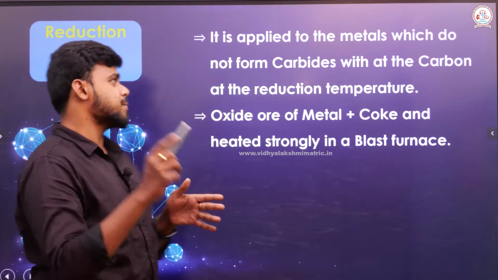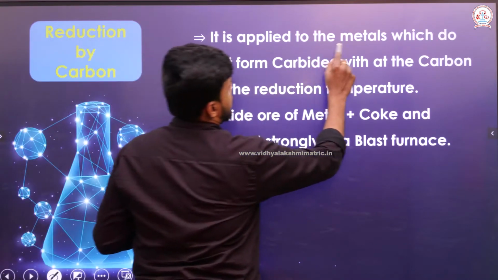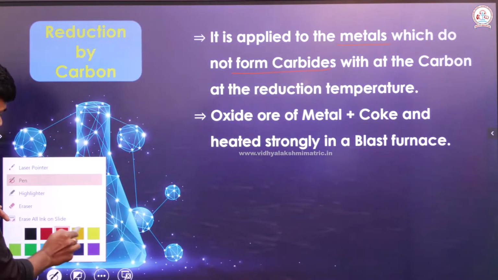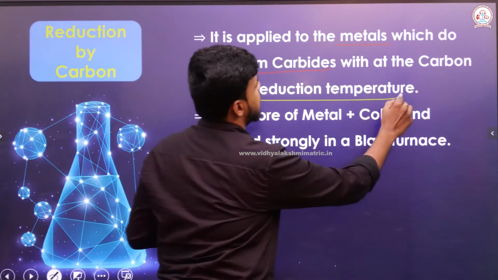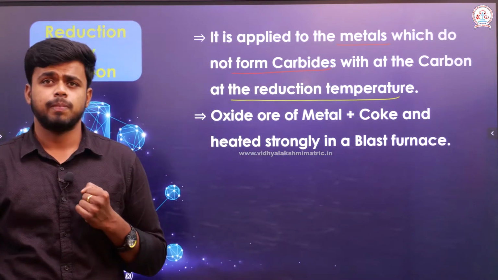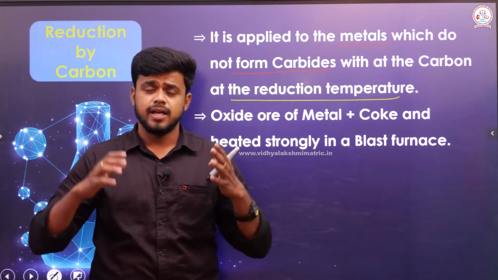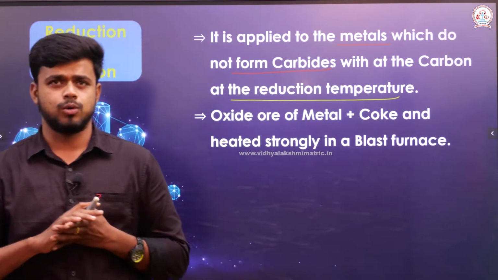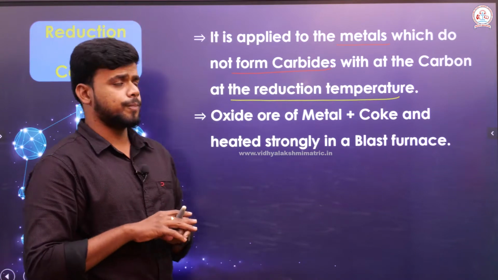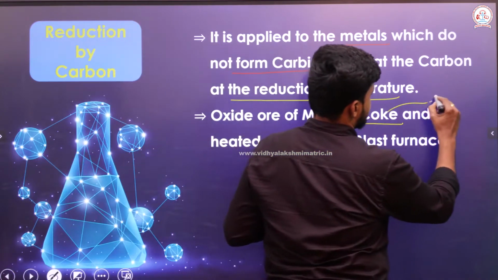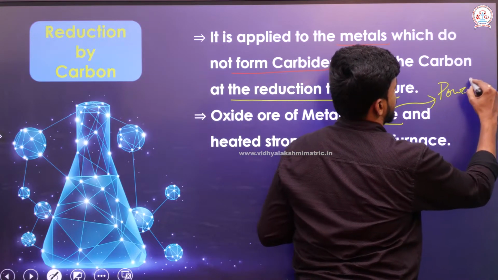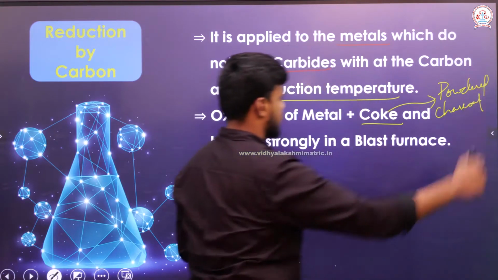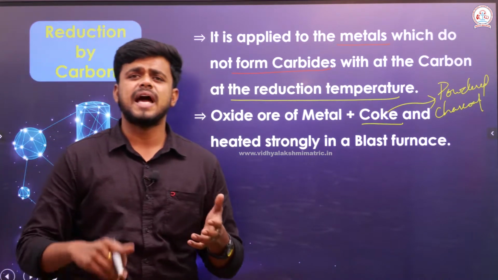Right. So this is a very important condition. Metals which do not form carbide with carbon at their reduction temperature, only those can be reduced in this process. Right. What is actually done? The oxide ore will be mixed with coke, which is powdered charcoal. Here it is mentioned as coke, powdered charcoal. And it is heated in a blast furnace.